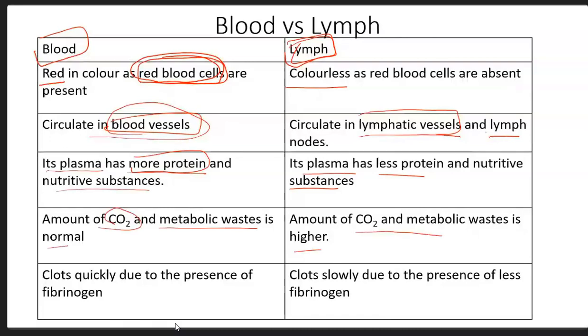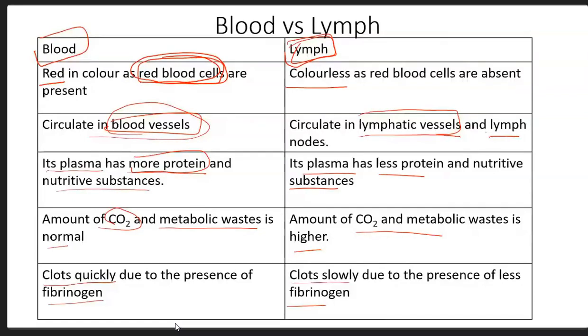And for the last point, blood clots quickly due to the presence of fibrinogen, and lymph clots slowly due to the presence of less fibrinogen. There is fibrinogen, but the amount is less.